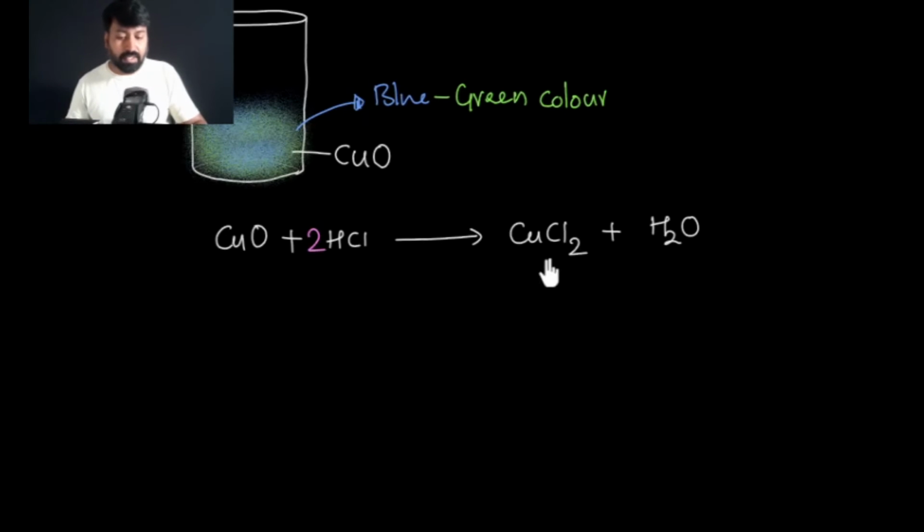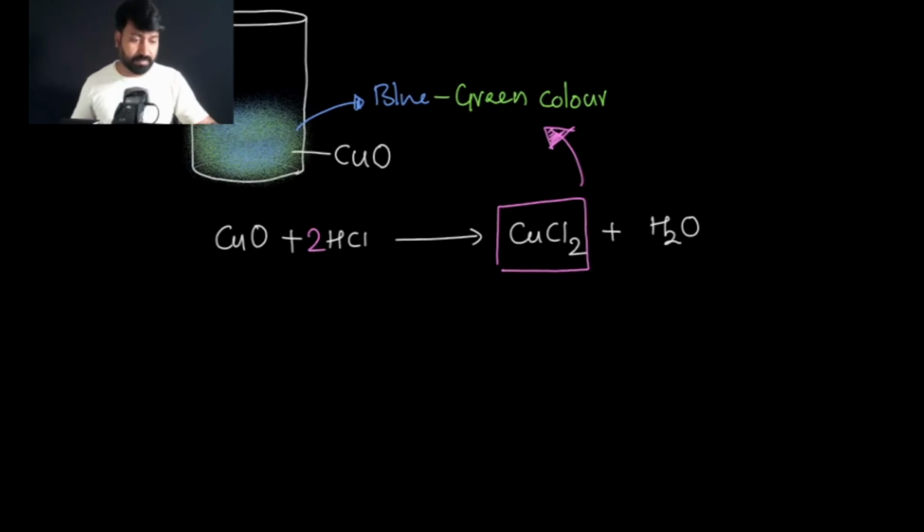This copper chloride, CuCl2, has a blue green color. Its color is blue green. This is nothing but copper chloride. This is the reaction that takes place, students.